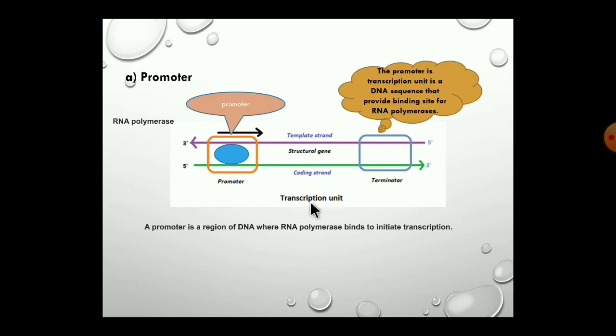I already discussed, in order to synthesize DNA from DNA, which enzyme is required? DNA dependent DNA polymerase enzyme is required. In order to synthesize RNA from DNA, which enzyme is required? DNA dependent RNA polymerase enzyme is required. When this RNA polymerase enzyme binds to the promoter region along with the sigma factors, it initiates the transcription process.